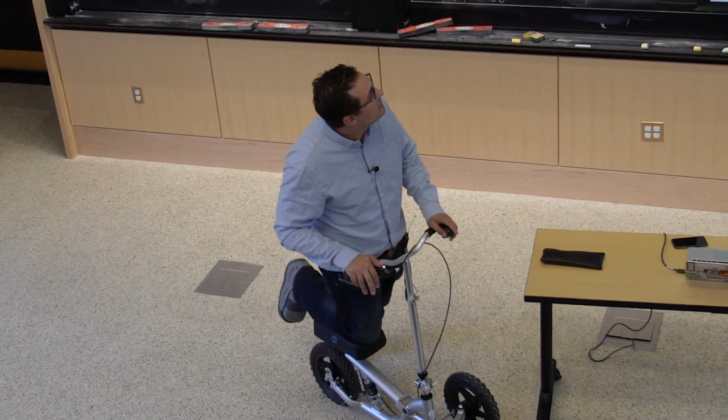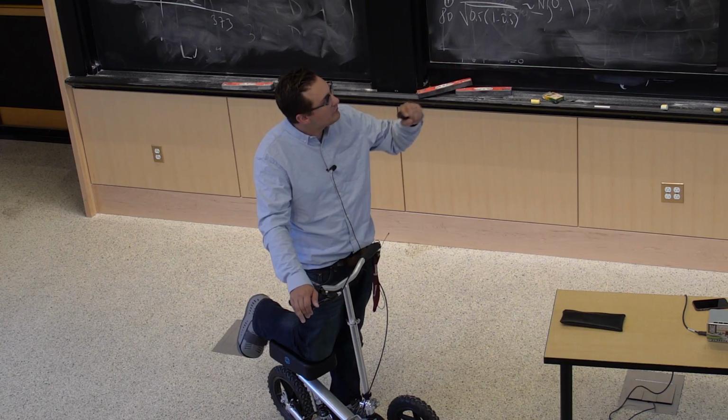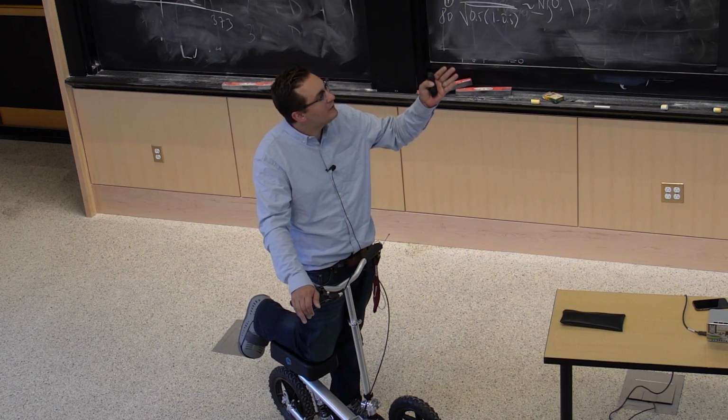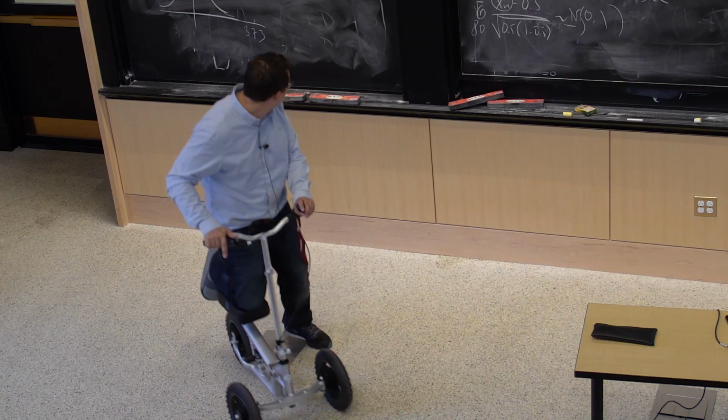Now here's a second example that you can think of. Now I toss it 30 times, still in the realm of the central limit theorem. I get 13 heads rather than 15. So I'm actually much closer to being exactly at half. So let's see if this is actually going to give me a plausible value. What I get is 0.33 on average. If the true value was 0.5, I would get something like 0.77. And now I claim that 0.77 is a plausible realization for some standard Gaussian. Now 0.77 is going to look like it's here.